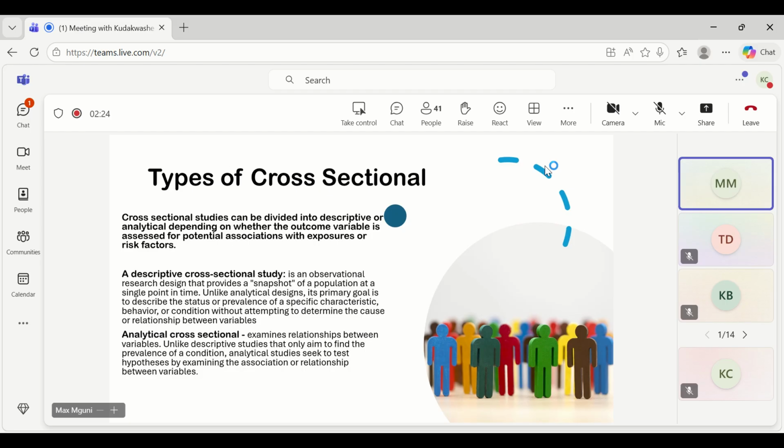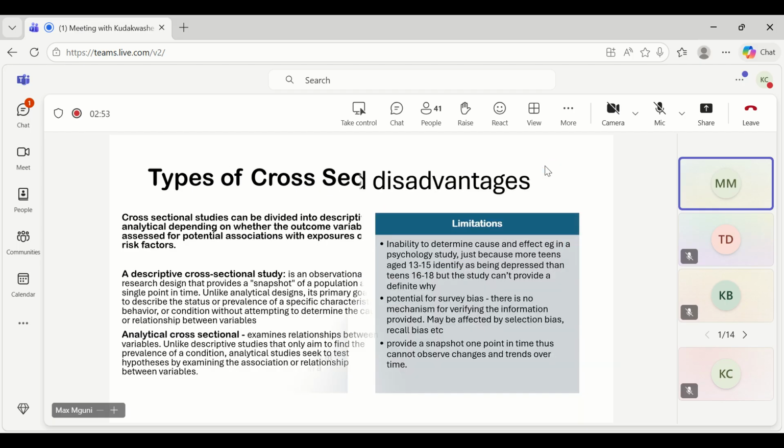If we look at the analytical cross-sectional, it examines relationships between variables. So if we look here, the first one was trying to describe what is happening in a population, but the second one here is trying to link relationships or correlations. Unlike descriptive studies that only aim to find the prevalence of a condition, analytical studies seek to test the hypothesis by examining the association or relationship between the variables.